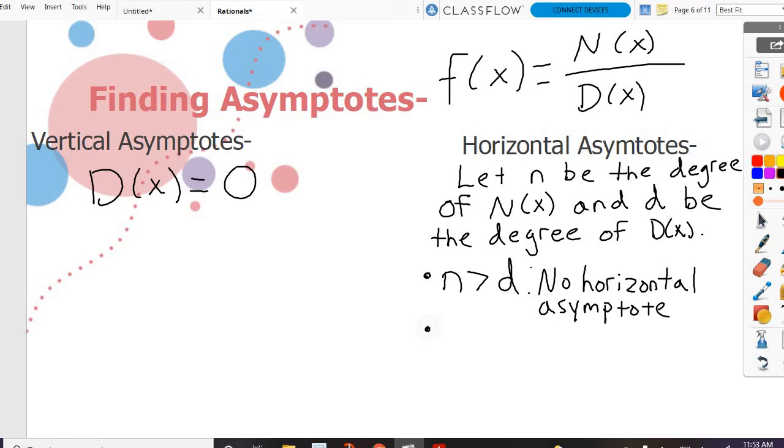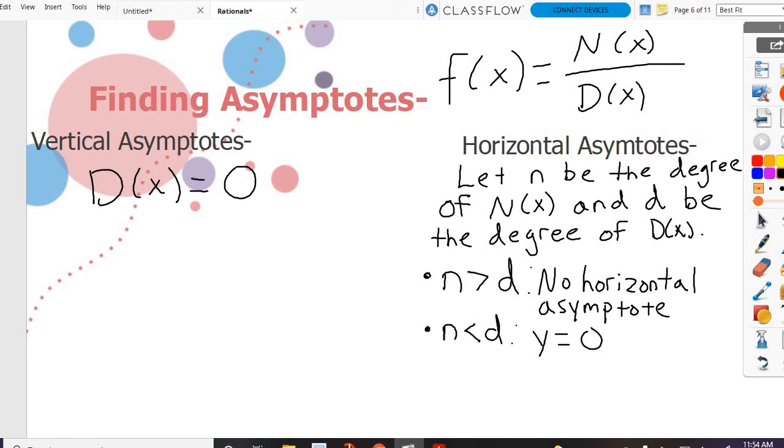And our next option would be if little n is less than d. So like on the first example that we looked at, what is the degree of just 1 if there's not any x's? Not 1, because then I would have an x to the first power. So if there's not any x's, it would be 0, right? So the degree of the top was 0, the degree of the bottom would be 1, so the degree of the top would be smaller than the degree of the bottom. If that is the case, then y equals 0 is going to be your horizontal asymptote.